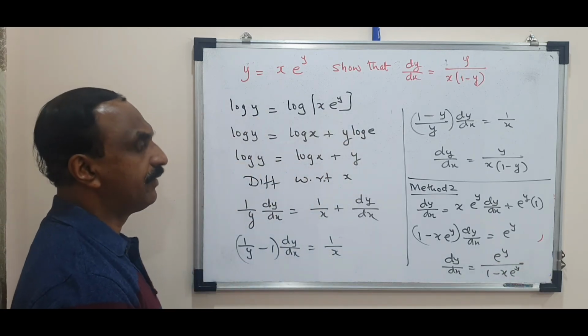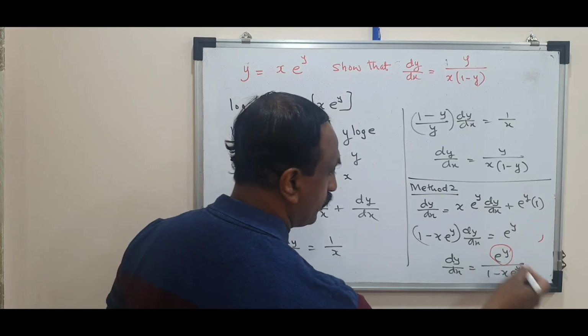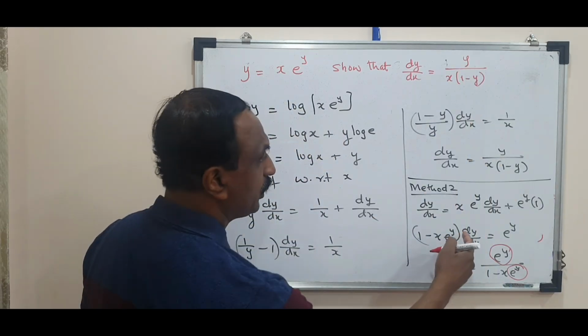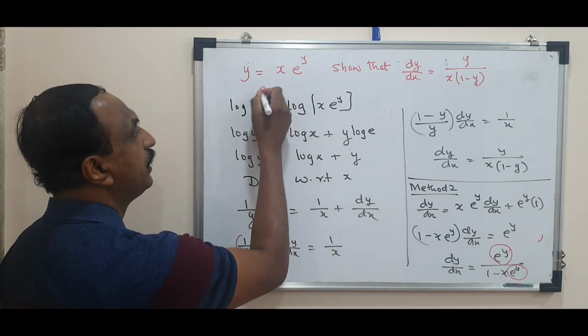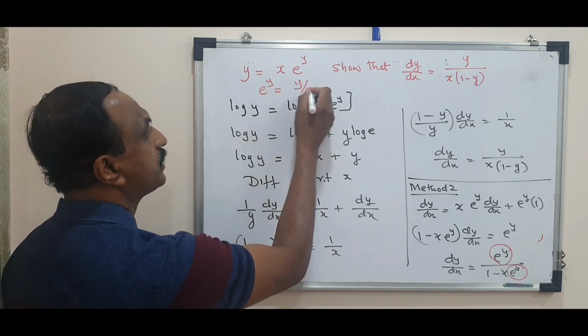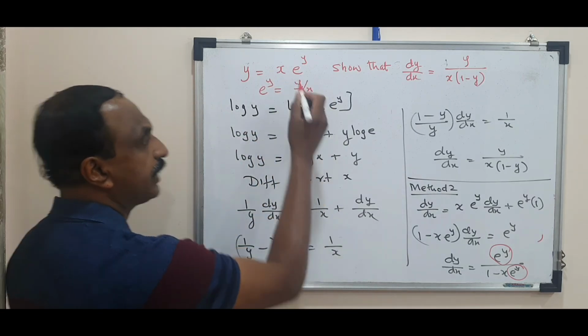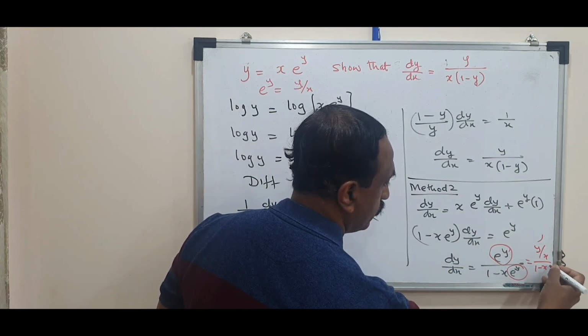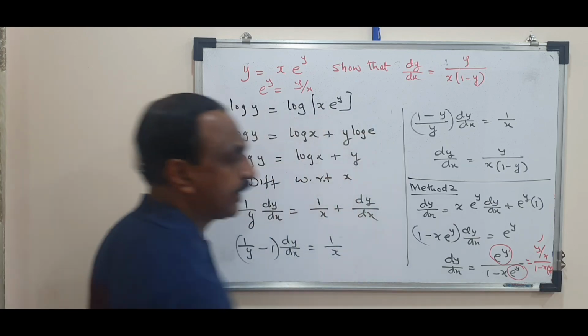My answer does not have e raised to y. The answer should not contain e raised to y. But you know that what is e raised to y? e raised to y is nothing but y by x. So instead of e raised to y, if you put y by x, you will get your answer. You can come to the same answer.